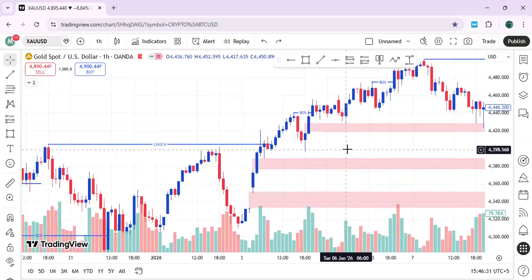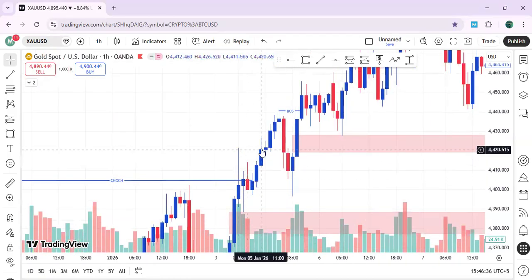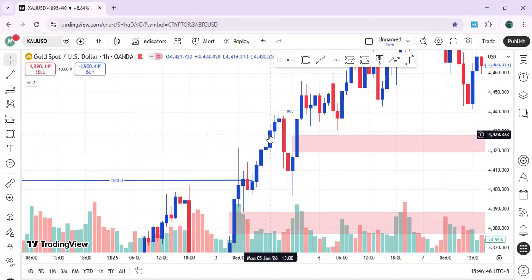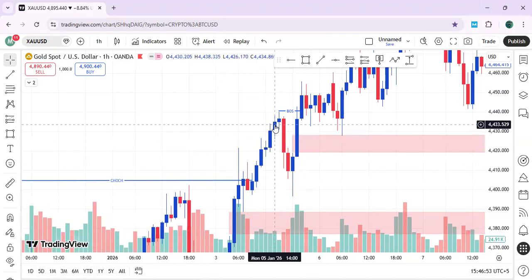So after that, just see here, what is the market doing? Market is in an impulse move. So just see, this one is our independent bar. Why is this one our independent bar? Because the body of the candle closes above the high point of the previous independent bar, okay? So this one is our independent bar.